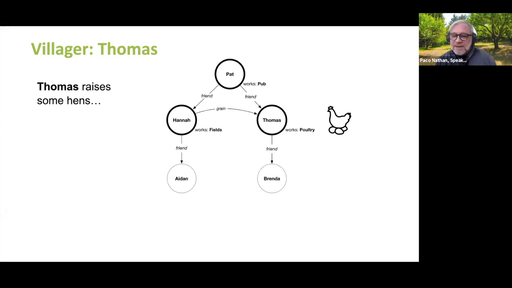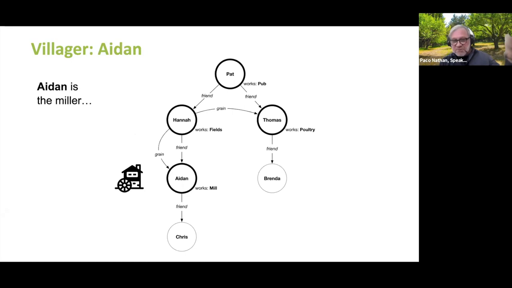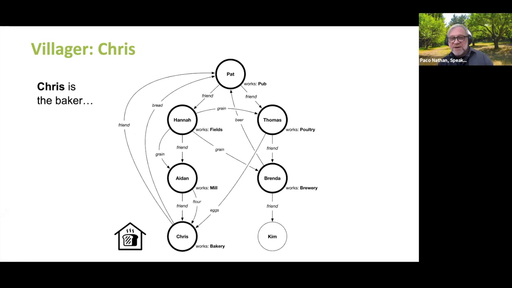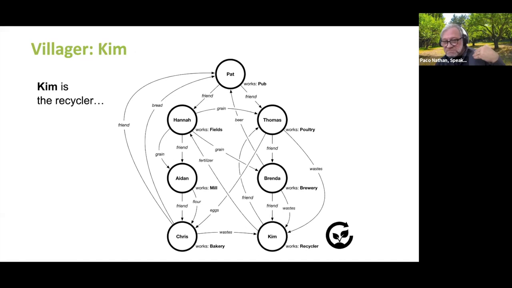Aiden works the mill, buys the grain from Hannah, and has a friend named Chris. Brenda works the brewery. Brenda buys grain from Hannah and produces beer, and has a friend named Kim. Chris works the bakery. Chris buys eggs from Thomas and flour from Aiden, and makes bread to sell back to Pat. Then Kim works the recyclery, and Kim buys organic waste from Brenda and Thomas and then provides fertilizer for Hannah.